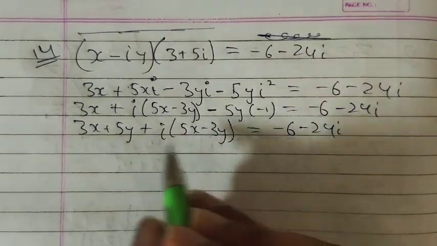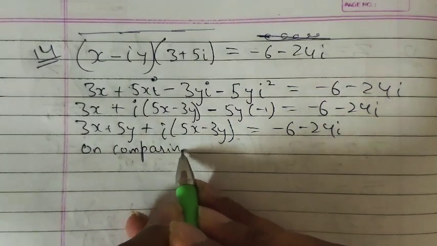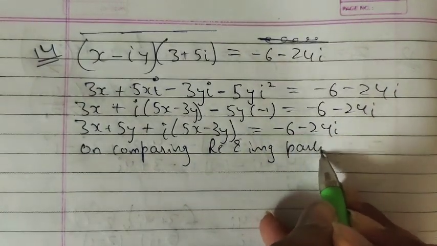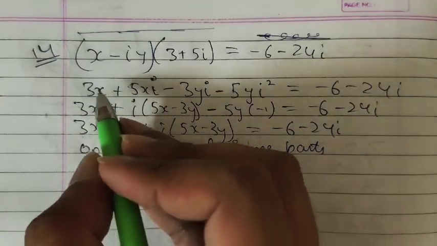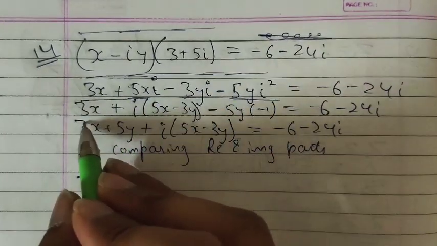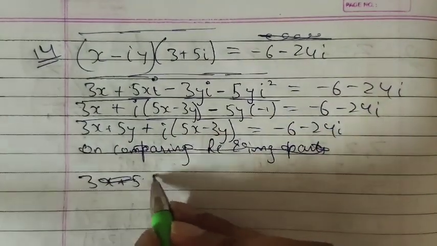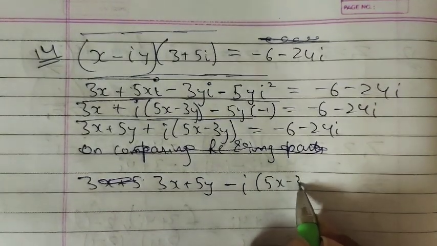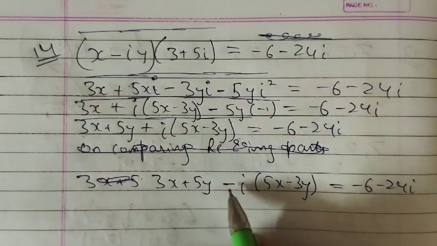Now if I compare the real part and imaginary part, so on comparing real and imaginary parts, we can say 3x plus 5y, okay, conjugate of this, right? Conjugate of this we have to take. So I just forgot conjugate of this. So conjugate of this will be equal to 3x plus 5y minus iota (5x minus 3y) is equal to minus 6 minus 24 iota, right? Conjugate of this will be this one.